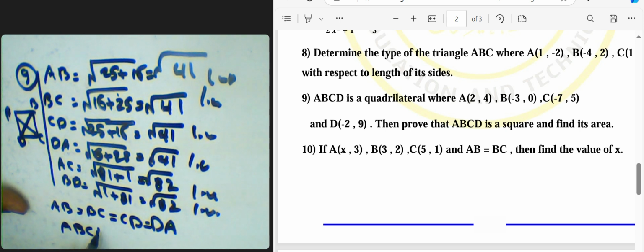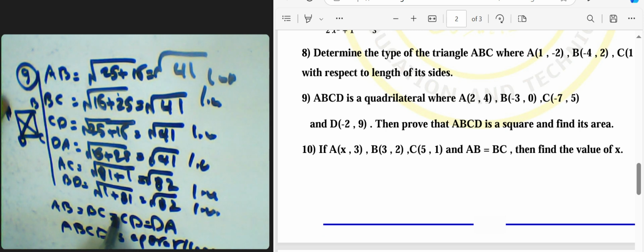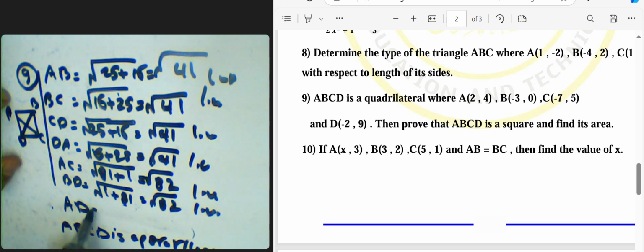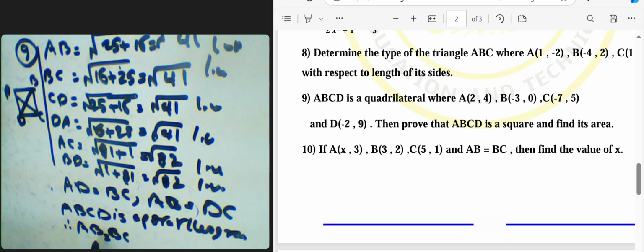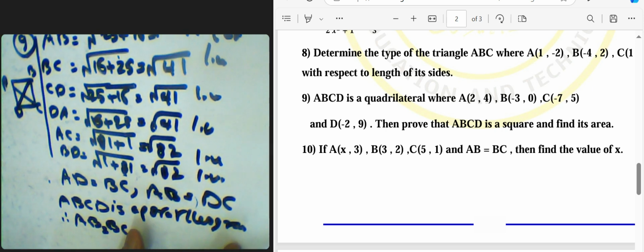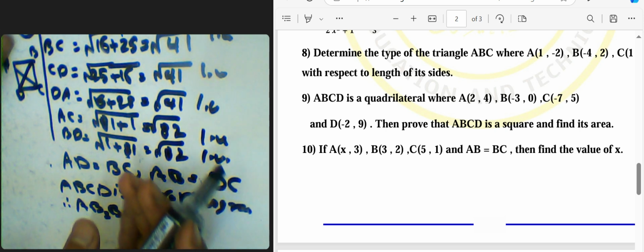Then ABCD is a parallelogram, all sides, and you can write opposite sides equal to prove that it is a parallelogram. Write AD equal BC and AB equal DC, and then AB equal BC. First step proves that it's a parallelogram, and next step proves that it's a rhombus and rectangle.